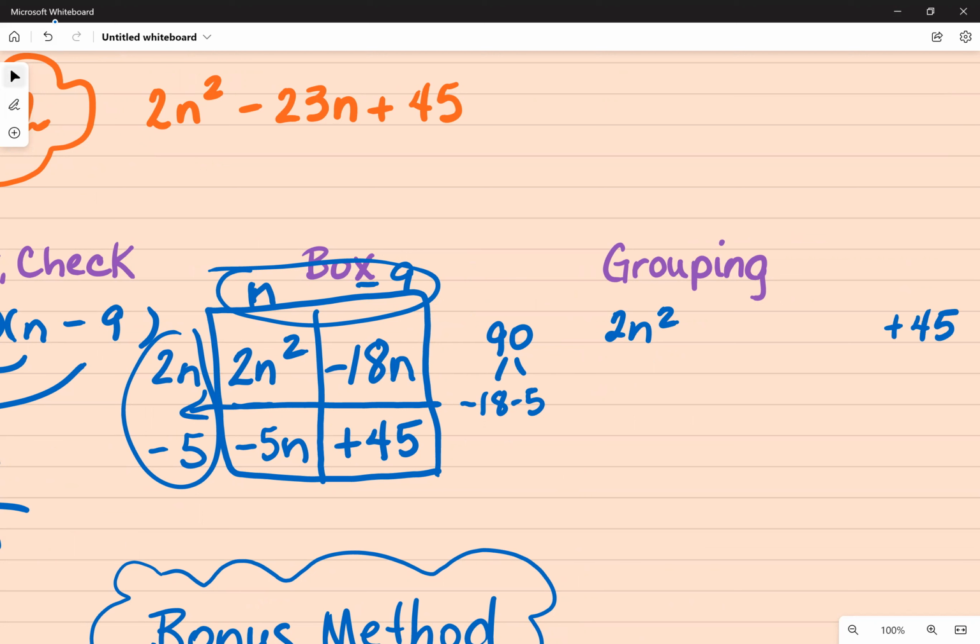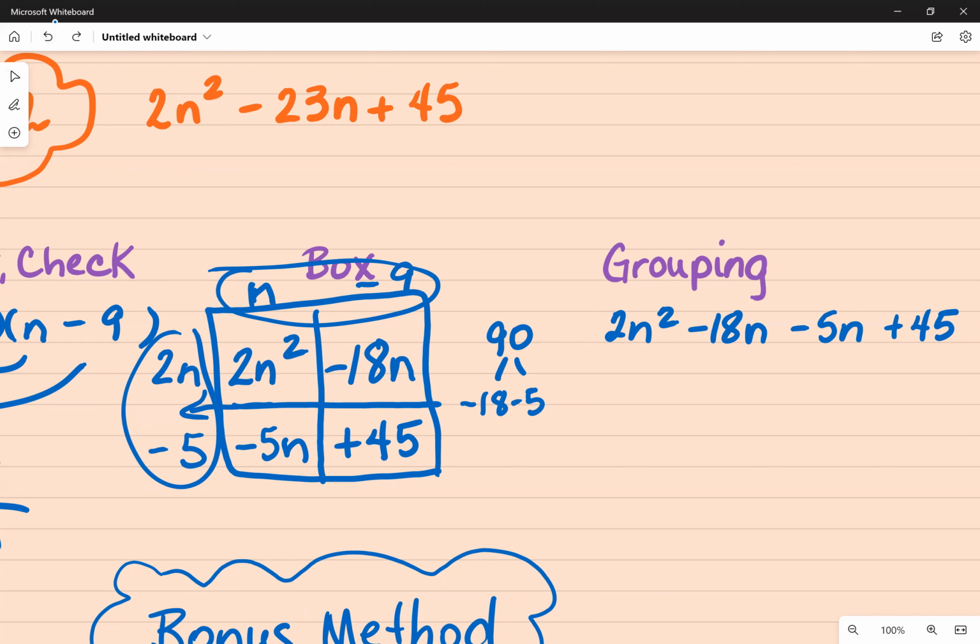And the space is going to be filled with the two numbers that I just came up with. And again, I want to be strategic. What can I factor out with 2? The negative 18. So negative 18n and then negative 5n. That is replacing my negative 23n.